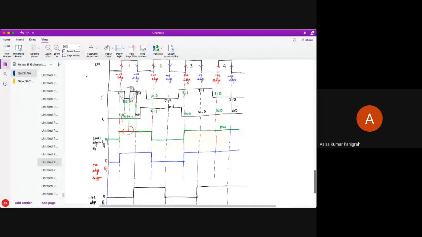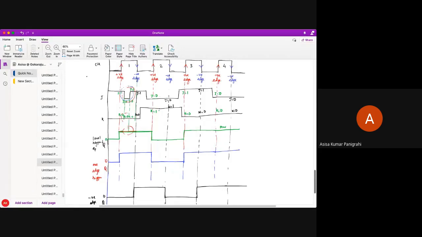Any doubt on this? So what is happening over here? If it is level triggered, inside the level 1, if there is any change in my J and K values, it will be reflected in the output. In positive edge and negative edge triggered, if there is any change in the flip-flop inputs J and K during the positive edges, then only it will be reflected in the positive edge triggered flip-flop output. Similarly, during negative edge trigger, if there is any change in the flip-flop inputs J and K, then it will change my flip-flop state.